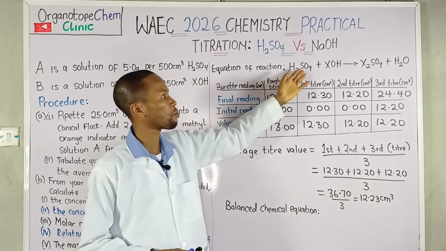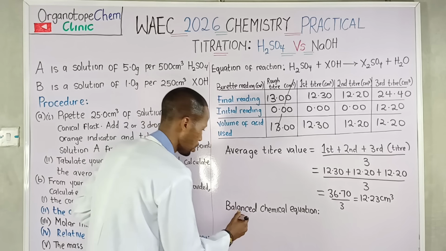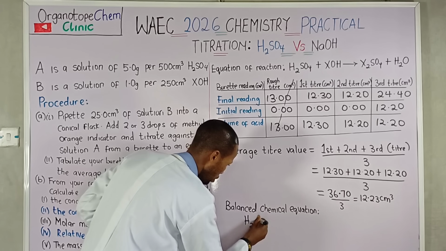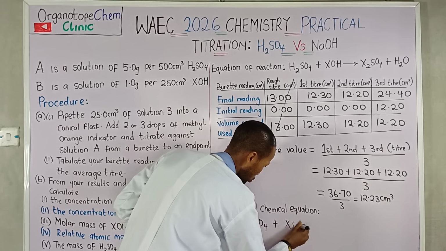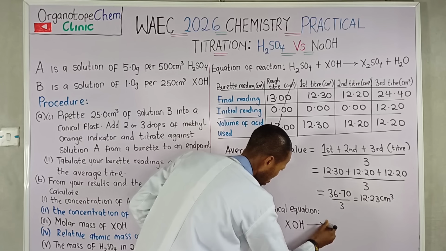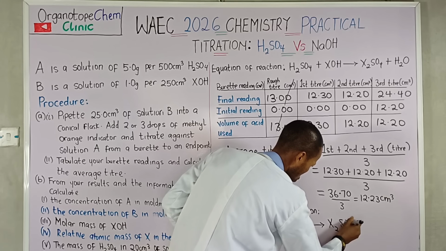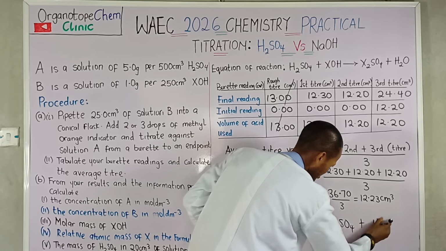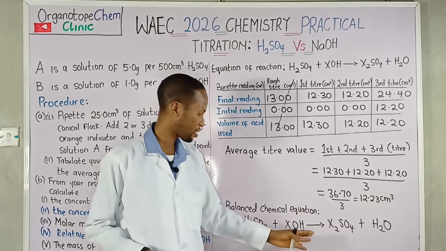Moving on, can we write a balanced chemical equation for this titration? We're given an unbalanced chemical equation, so there is need for balancing. We have H₂SO₄ plus XOH going to X₂SO₄ plus H₂O, that's water. So there is need for us to balance this equation.